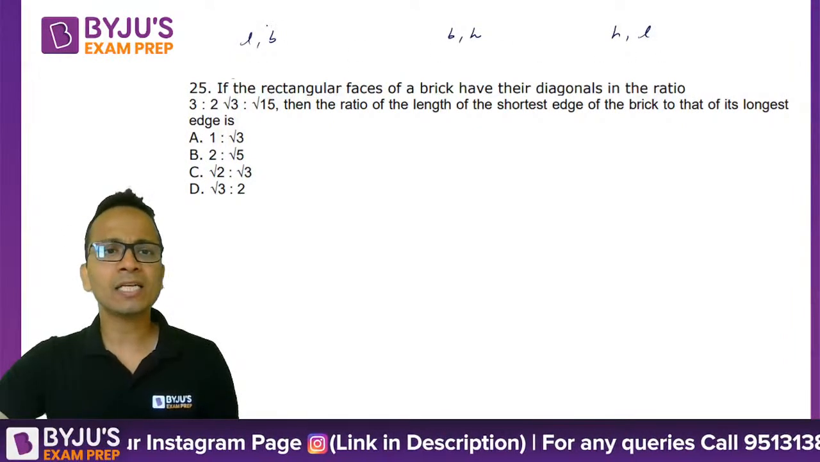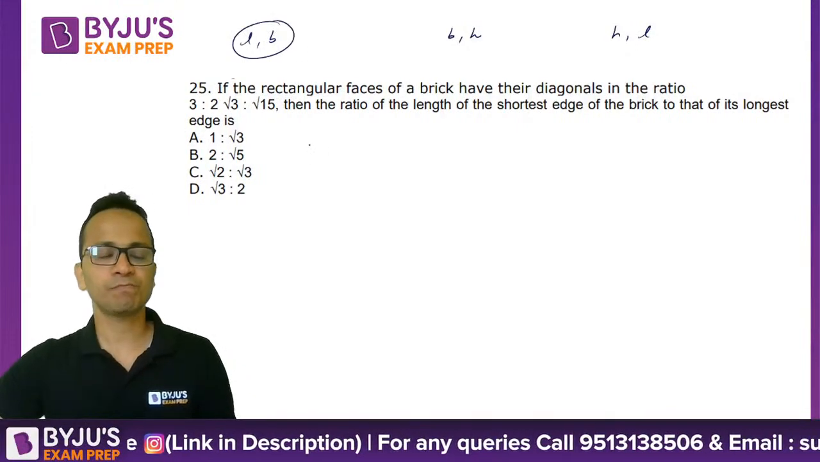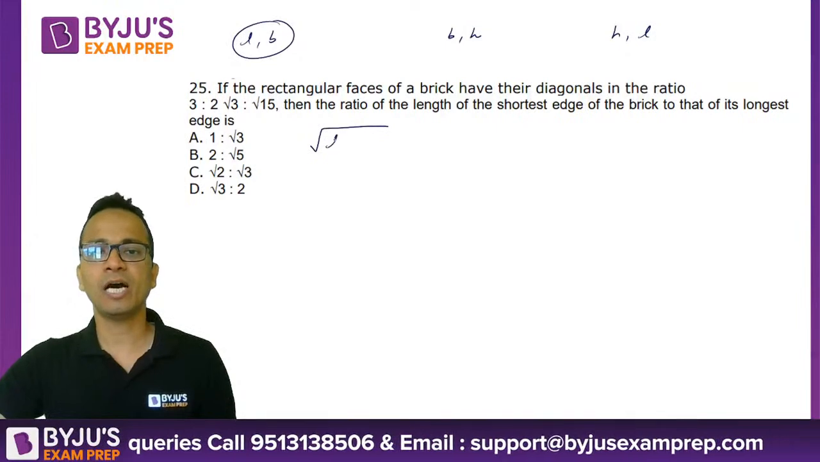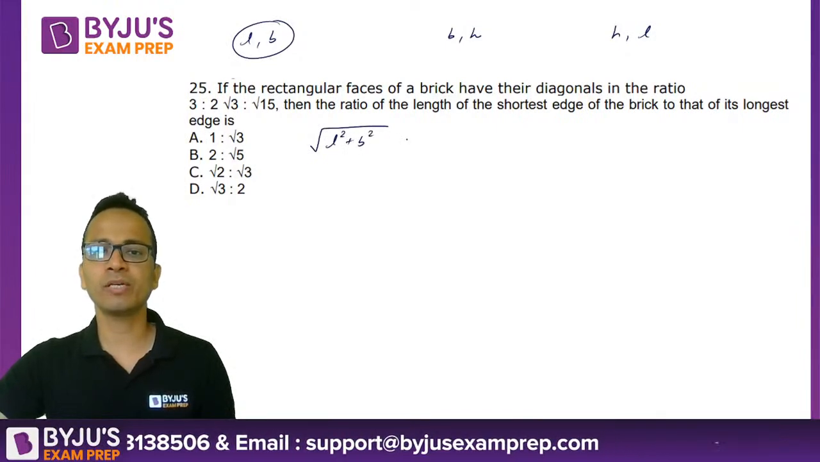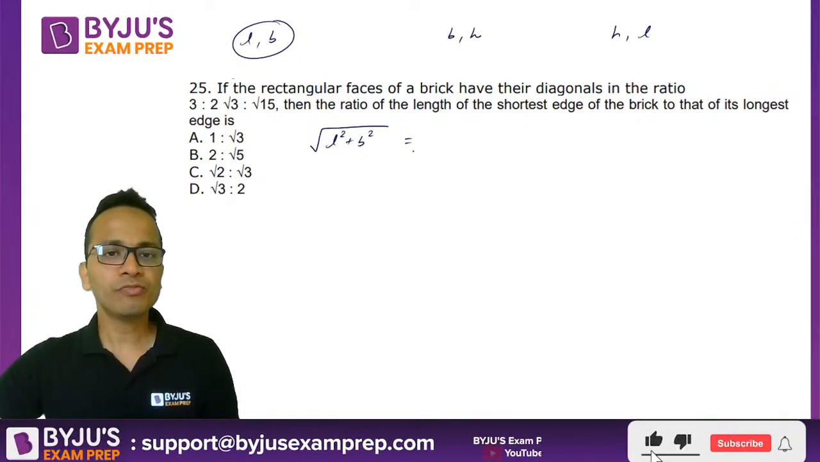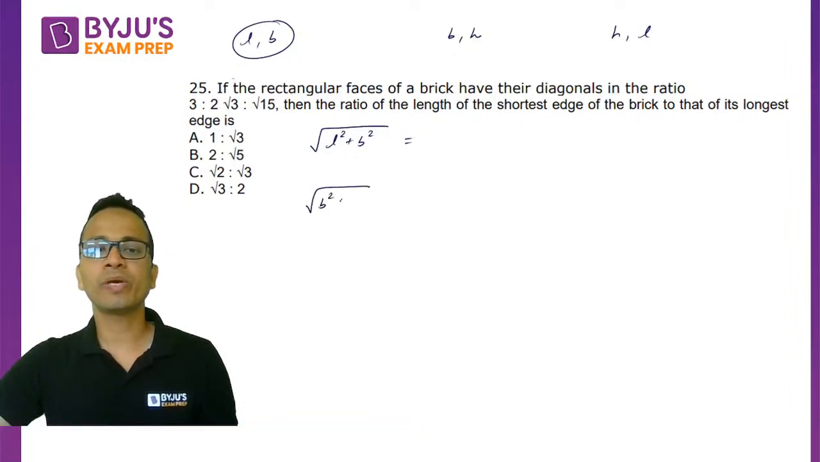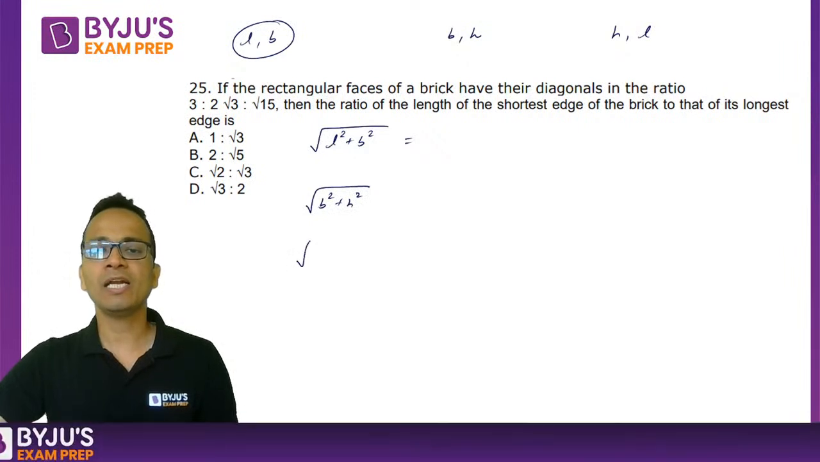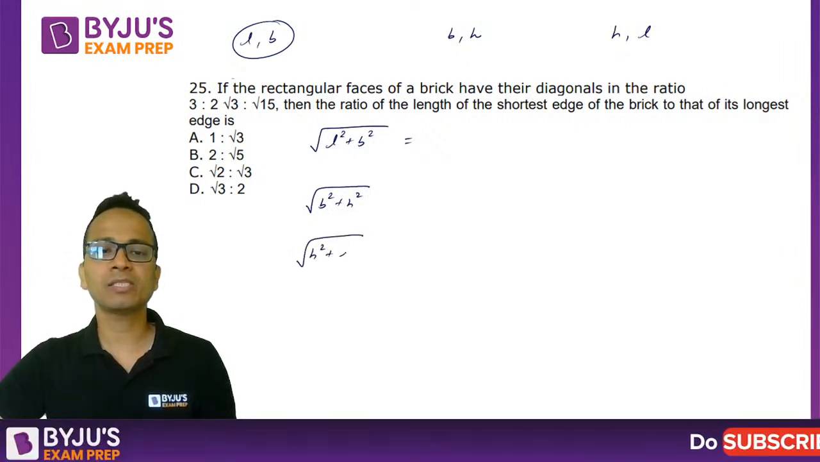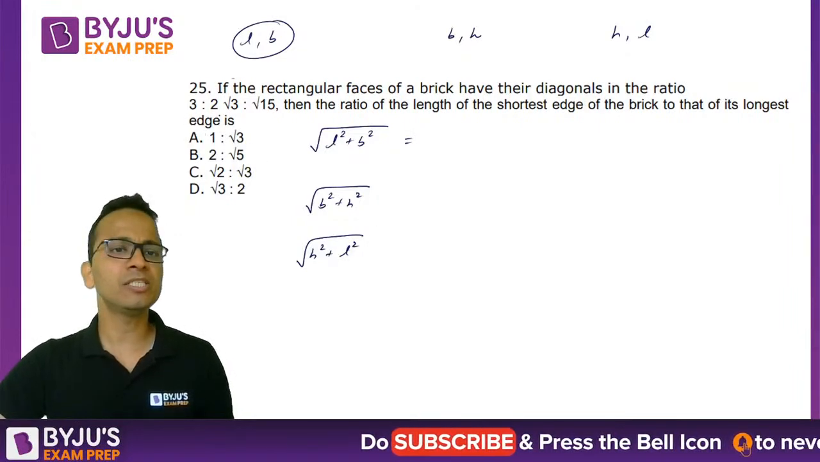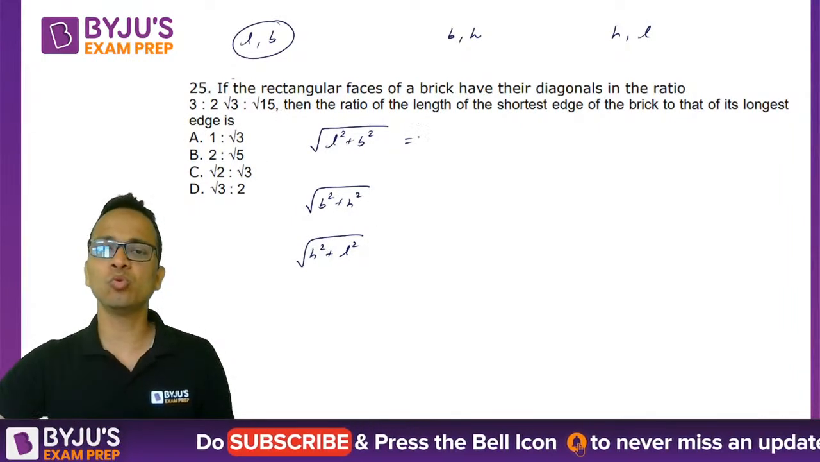Now if I look at the diagonal of this face, it will be under root of L square plus B square. Okay, under root of L square plus B square. The ratio of these 3 diagonals, so second वाला diagonal भी लिख देता हूँ, under root of b square plus h square and under root of h square plus l square. The ratio is given as 3 is to 2 root 3 is to root 15.